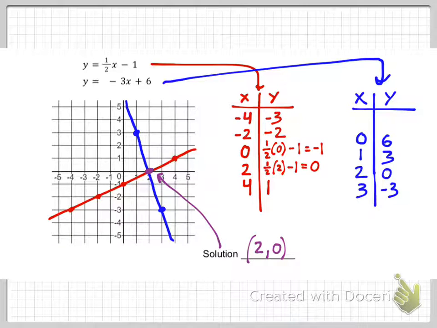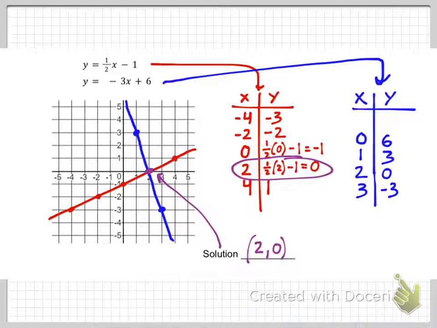Notice another advantage of making a table over using your y-intercept and your slope is that here we don't actually have the y-intercept graphed because it's off above the graph, which is troubling if we weren't just plotting points and connecting the dots, which I prefer.